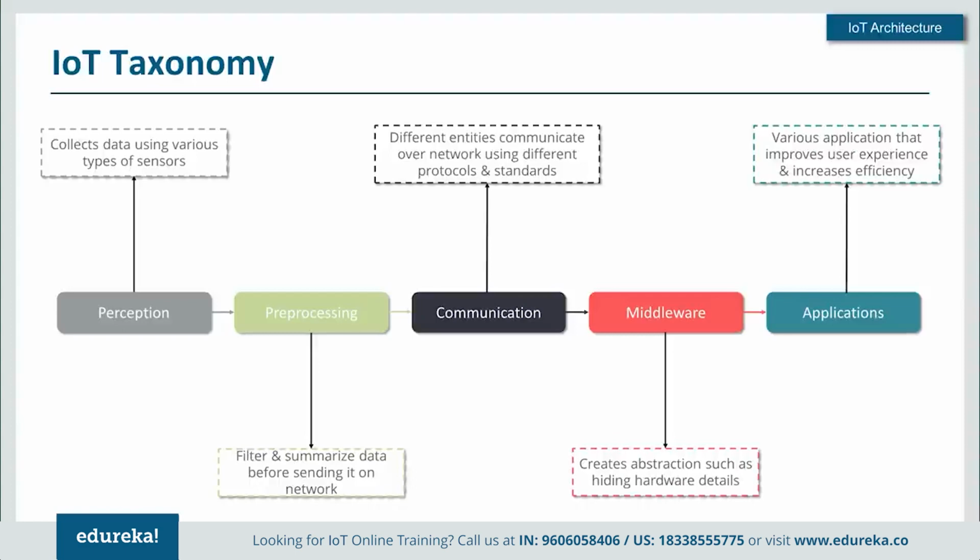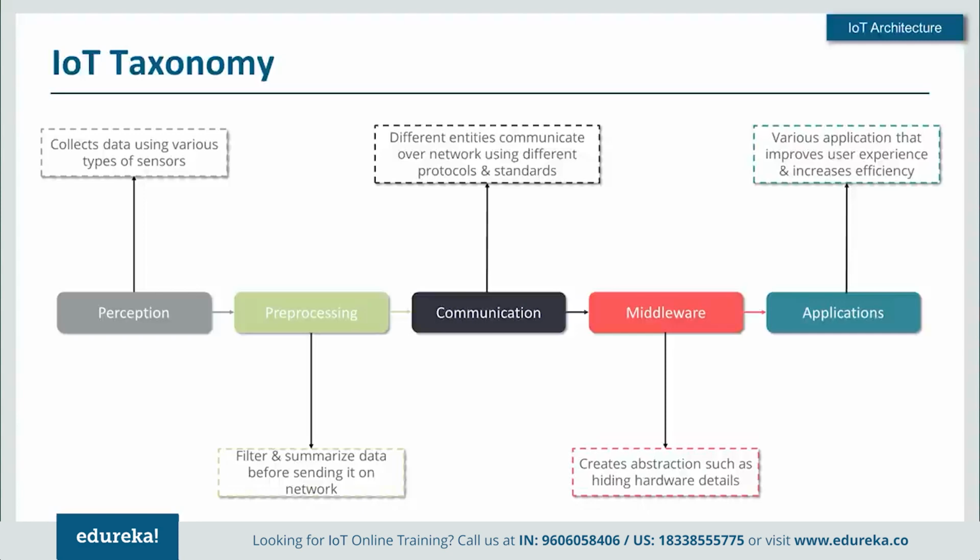First, we have the perception layer, which is usually the layer where we gather the information from the various sensors, or we use the various sensors which are required as part of our system. Then we have the processing layer, wherein we perform filtration, we summarize the data, and we do a level of analytics on this data before we decide to send the relevant data to the system above this.